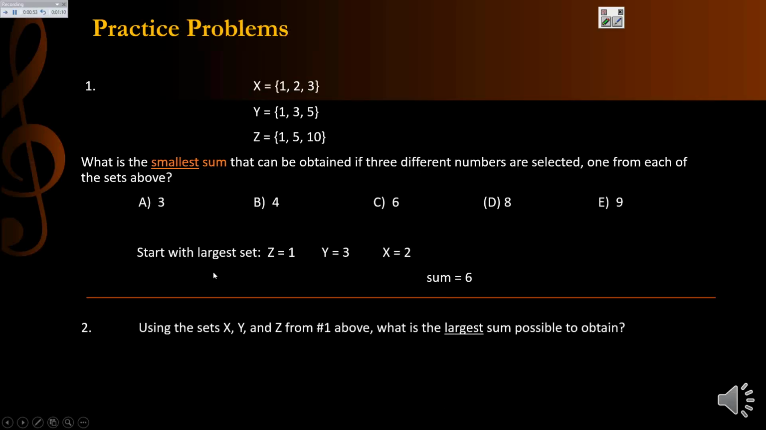Using the sets X, Y, Z from number 1 above, what is the largest sum possible to obtain? So clearly we want to use 10, and we would want to use 5, and we would want to use 3. Those are our three largest numbers in each of the sets. And so, of course, our sum then would be 18.